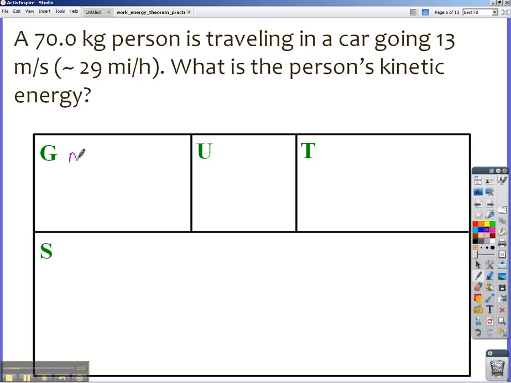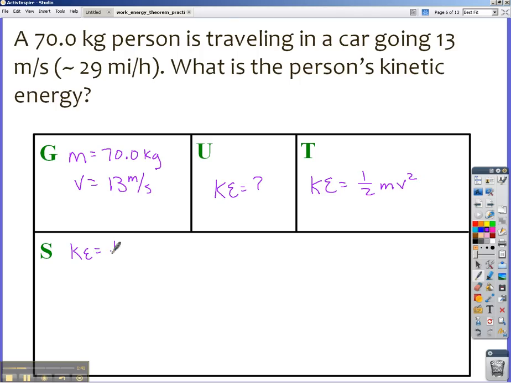So what we know is the mass of the person, 70.0 kilograms, and we know that the car is traveling at a velocity of 13 meters per second. And the question is, what is the person's kinetic energy? So that's our unknown. This is a pretty straightforward problem. We're looking for KE, and we have a formula for kinetic energy, and that is 1/2 the mass times the velocity squared. So we come over here and we plug in what we know.